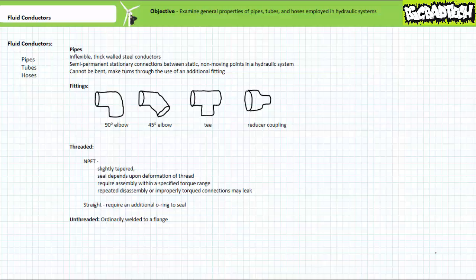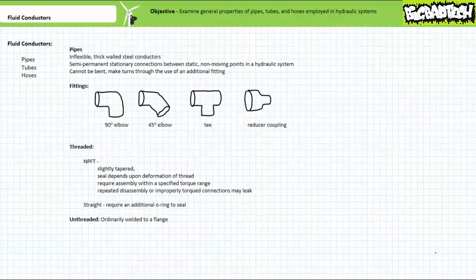A threaded pipe for fluid power applications ordinarily makes use of NPTF or straight threads. NPTF stands for National Pipe Taper Fuel, which are slightly tapered and depend upon slight deformation of the thread to provide a seal. For this reason, NPTF threads require assembly within a specified torque range to provide a proper seal. Repeated disassembly and reassembly, or over or under torquing a connection making use of NPTF threads, may over-deform the threads, leading to progressively increased leakage.